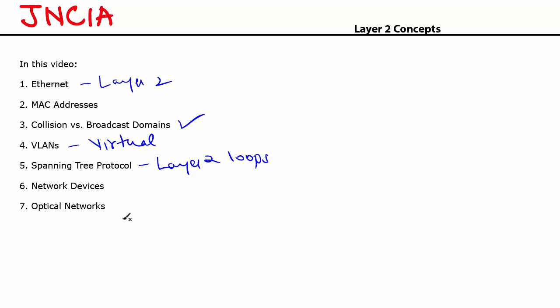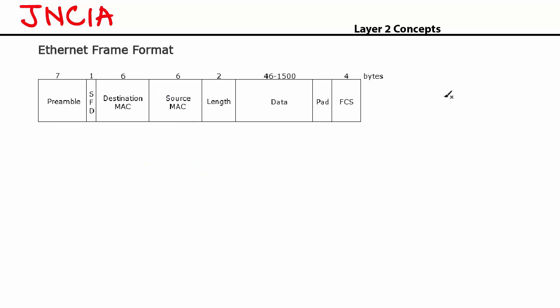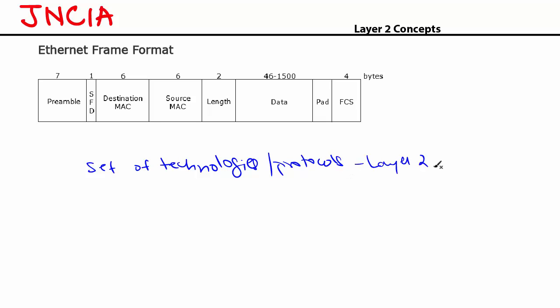Let's begin. I know a lot of people who know about Ethernet, but when you ask them what they mean by Ethernet, they don't have an exact answer to that question. They know Ethernet, but they're not able to tell you what Ethernet is. So let me put this in simple terms for you. Ethernet is a set of technologies or protocols that define communication at layer 2. That's as simple as that. Ethernet is just a set of technologies or protocols that is used to define the communication at layer 2.